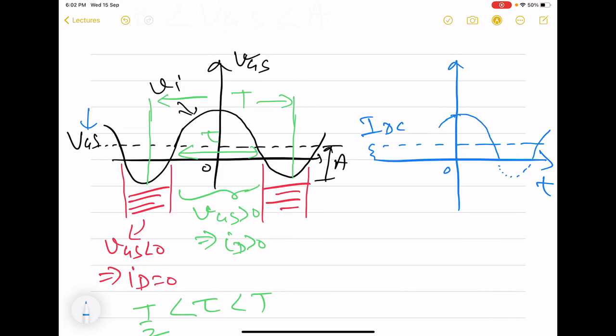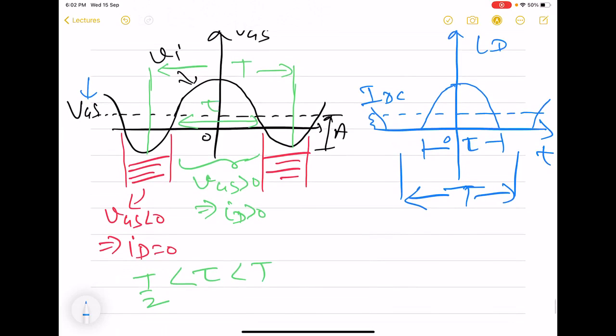Like this. So this portion will not be there. This is total drain current. And this much is one complete cycle, and conduction is over this portion, which is somewhere between T and T by 2. So theta is going to be somewhere between pi and 2 pi.